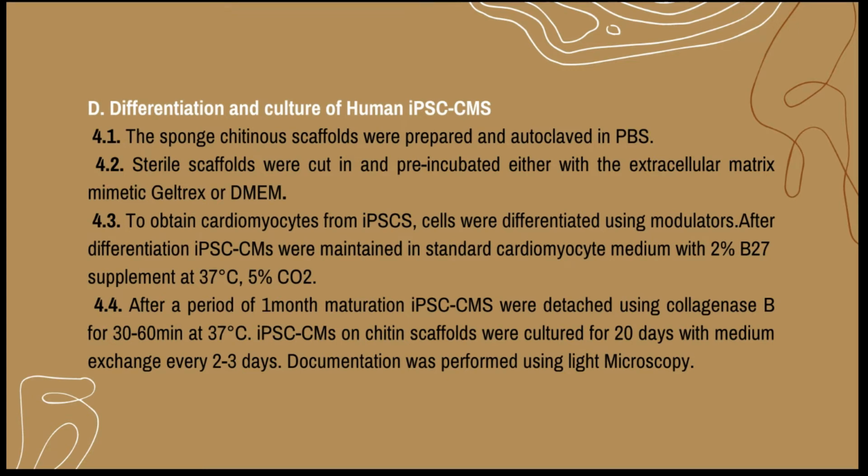After differentiation, iPSC-CMs were maintained in standard cardiomyocyte medium with 2% B27 supplement at 37 degrees Celsius, 5% CO2. After a period of 1 month maturation, iPSC-CMs were detached using collagenase B for 30 to 60 minutes at 37 degrees Celsius. iPSC-CMs on chitin scaffolds were cultured for 20 days, with medium exchanged every 2 to 3 days, and documentation was performed using light microscopy. So that's all for the methods.